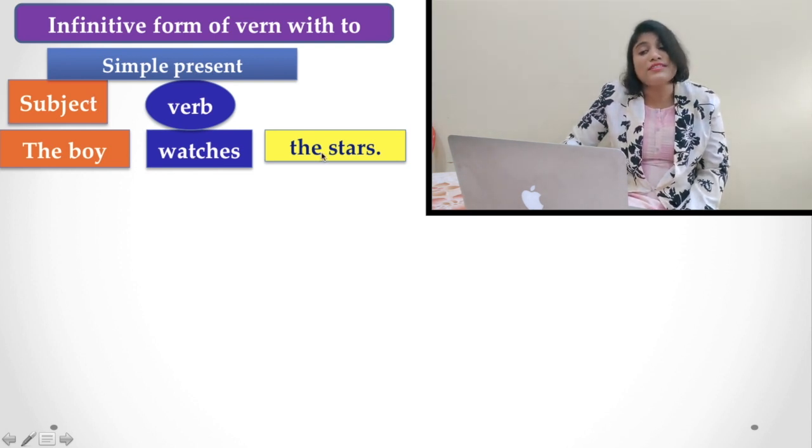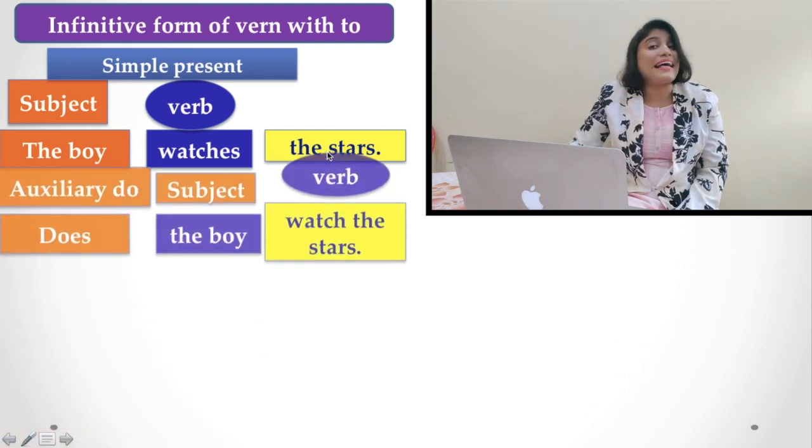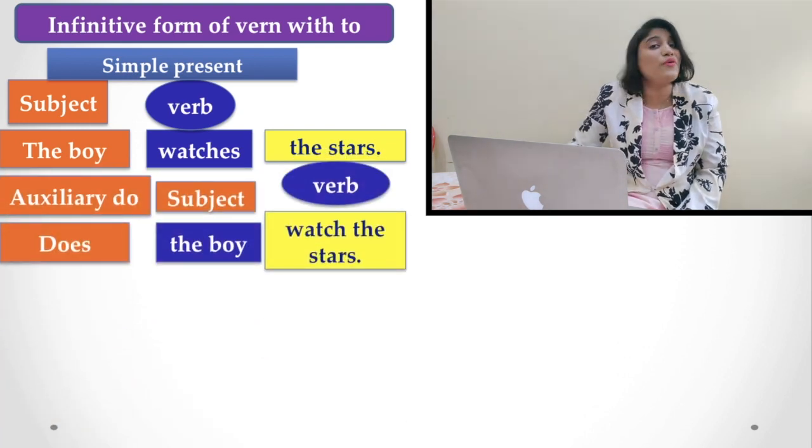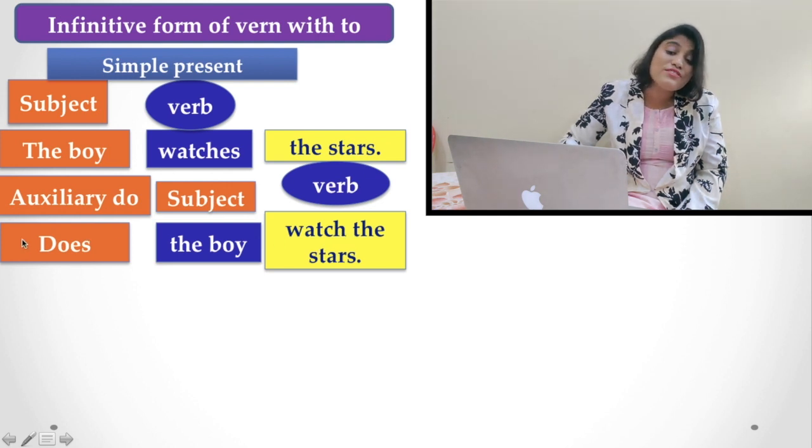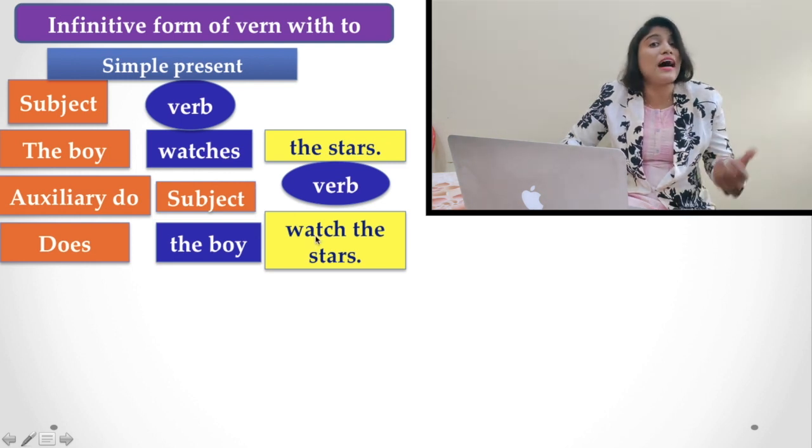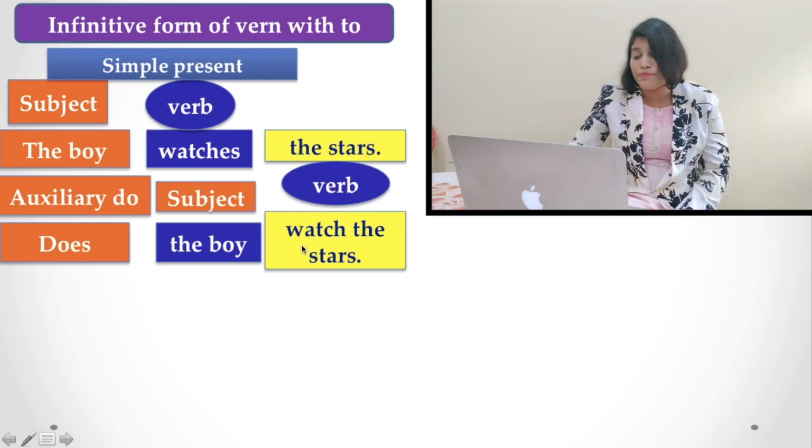The boy watches the star. This is an assertive sentence, and when you are going to make it interrogative: does the boy watch the star? Look at the verb. Here you have to use the verb watch, because you have to use does when you make an interrogative sentence, and the infinitive form of the verb, that is not watches, you have to use watch without to. Not to watch, you have to use only watch.